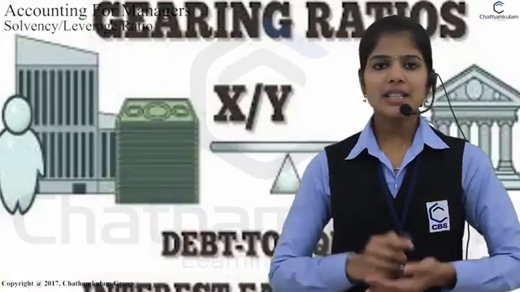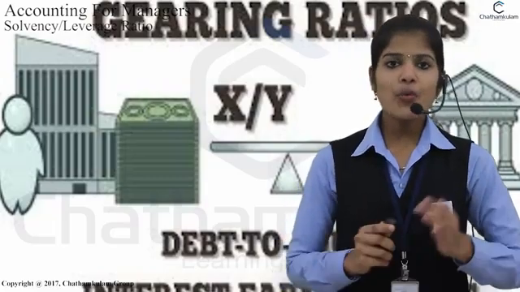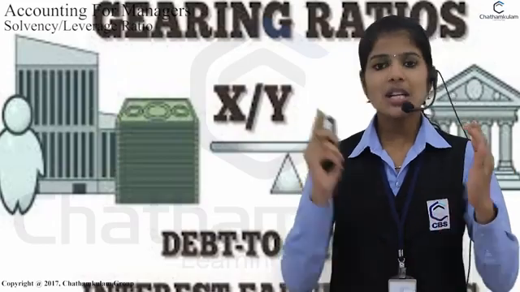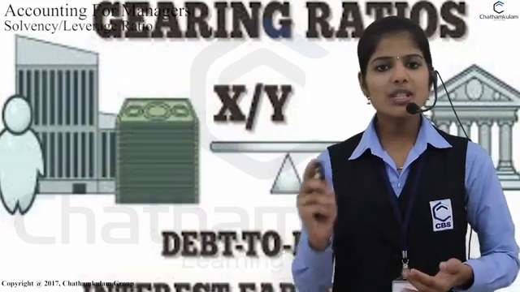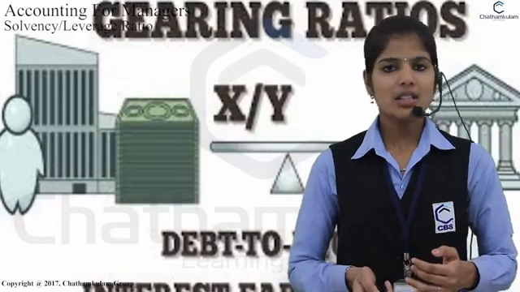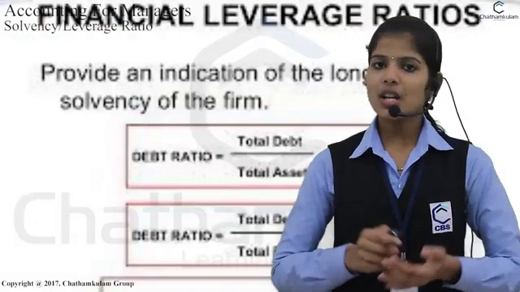Next, the capital gearing ratio. This ratio establishes the relationship between fixed interest bearing securities and the equity shares of a company. The capital gearing ratio is calculated by fixed interest bearing securities divided by equity shareholders' funds. Fixed interest bearing securities carry with them a fixed rate of dividend or interest and include the preference shares and the debentures.